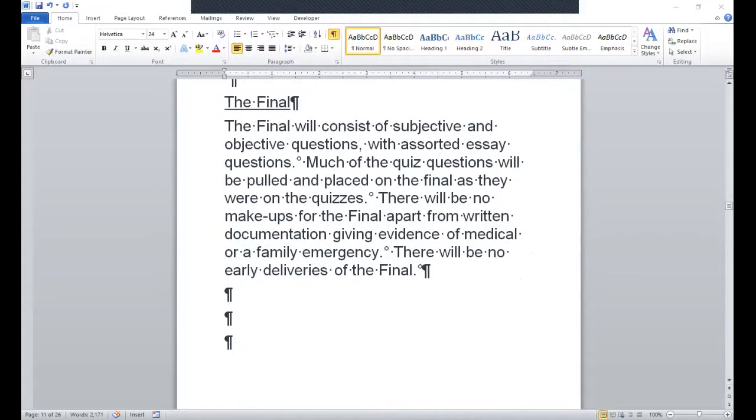The final will consist of subjective and objective questions with assorted essay questions. Many of the quiz questions will be pulled and placed on the final as they were on the quizzes. There will be no makeups for the final apart from written documentation giving evidence of some kind of medical or family emergency. There'll be no early deliveries of the final. Again, employer conflicts are not going to matter.